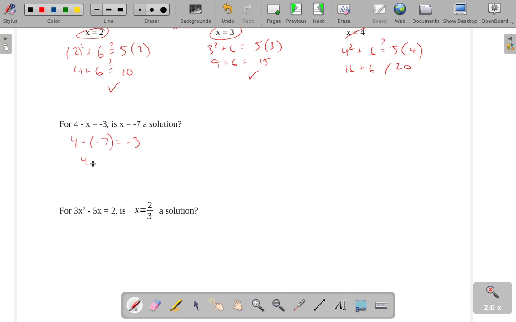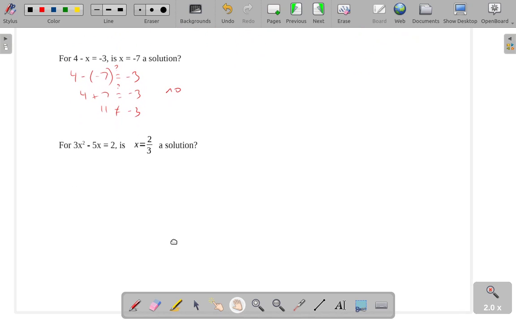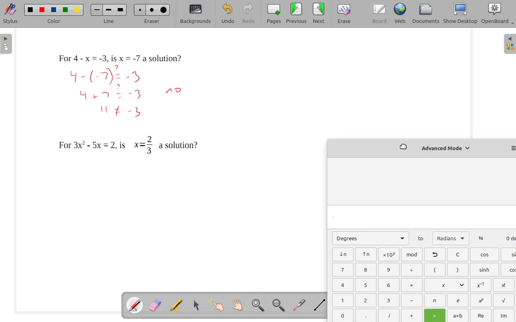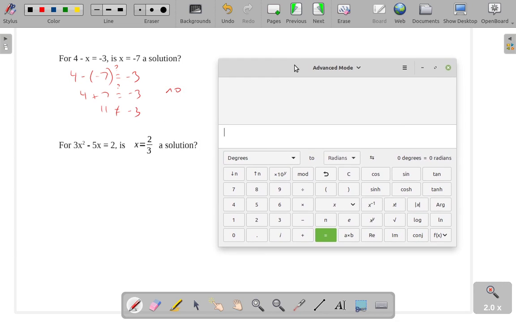So I would do 4 plus 7, because I would change subtraction to addition by doing it this way. Well, 4 plus 7 is 11. 11 is not equal to negative 3. So no, x equals negative 7 is not a solution. And the same sort of thing works even with fractions. However, with fractions, your best bet might be to pull out a calculator. Some of these would be kind of a pain to do by hand because fractions could be kind of a pain.